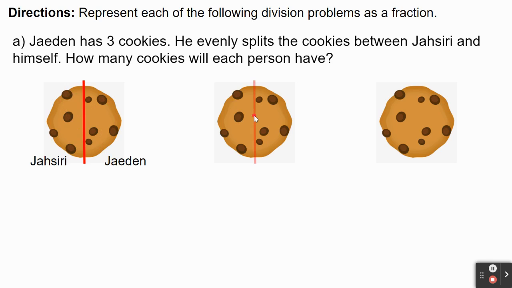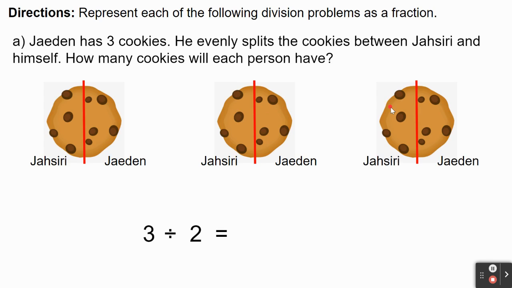We can do that again over here for the second cookie and split it evenly between the 2 people. And we can do it for this last cookie over here. If we wanted to write this as a division sentence, we would have 3 divided by 2, since there are 3 cookies split between 2 people.